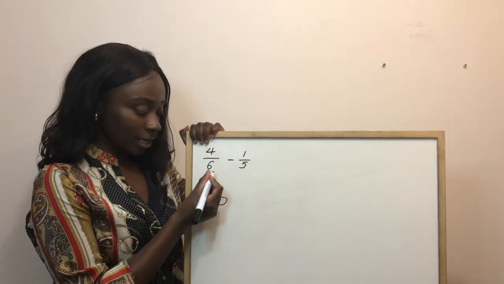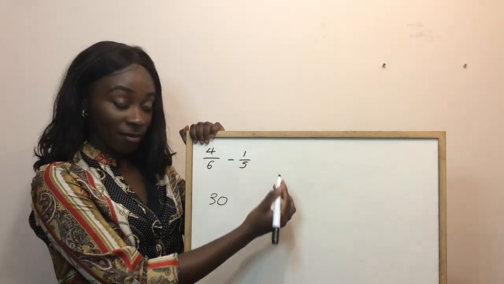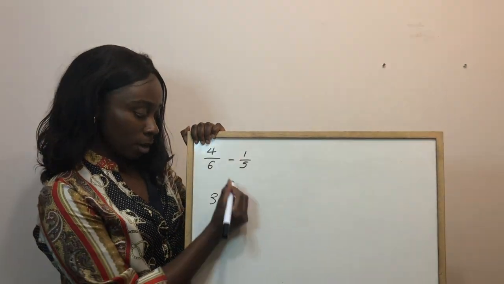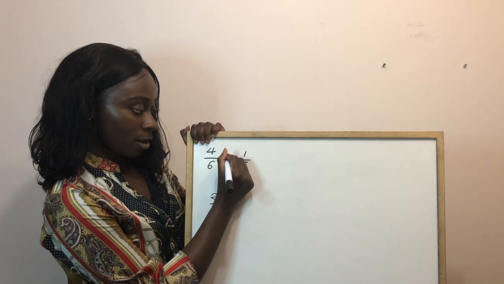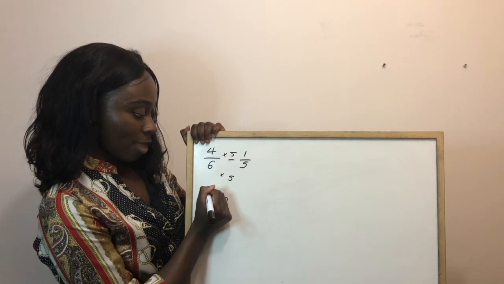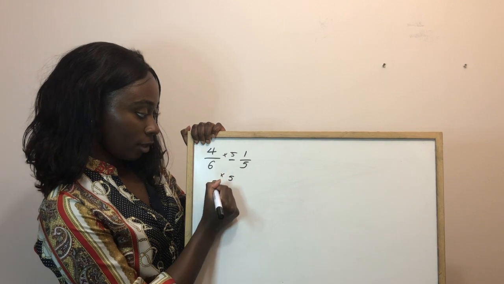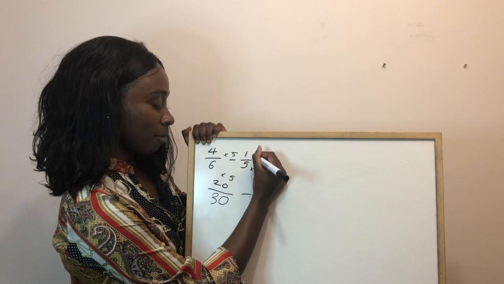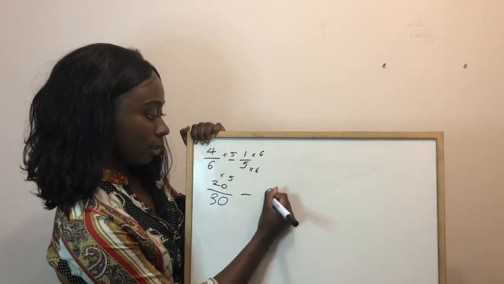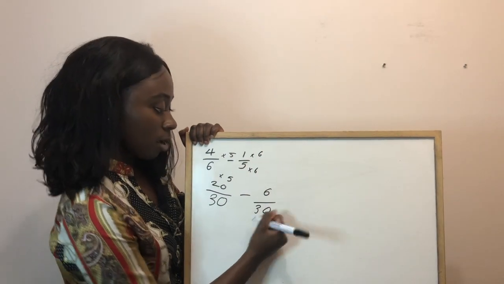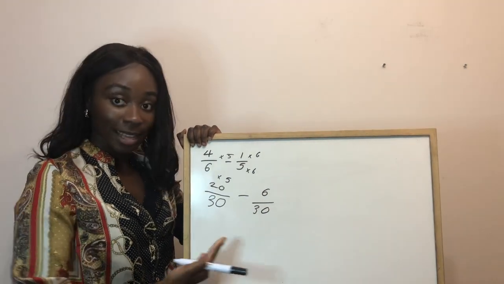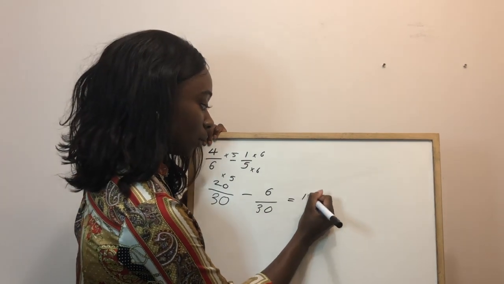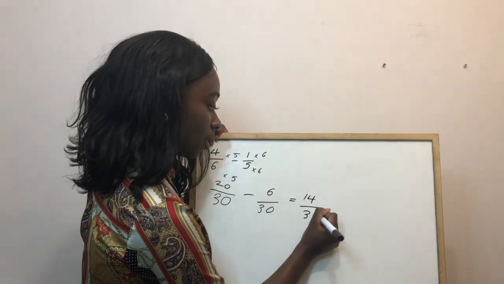This is because 6 times 5 equals 30, and then 5 times 6 equals 30. So what you do to the bottom, you must do to the top. So times by 5, times by 5, and that gives you 20 over 30. You take away, times by 6, times the top by 6, and then you've got 6 over 30. So now you've got the same denominators, so the same process proceeds. 20 minus 6 equals 14 over 30.